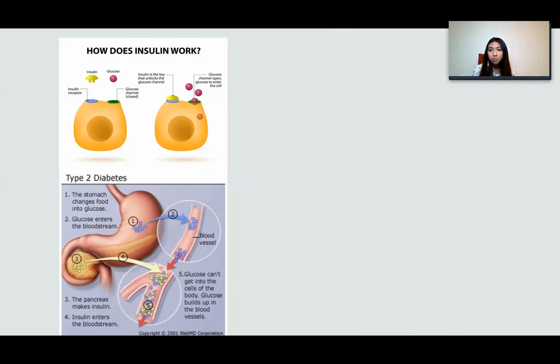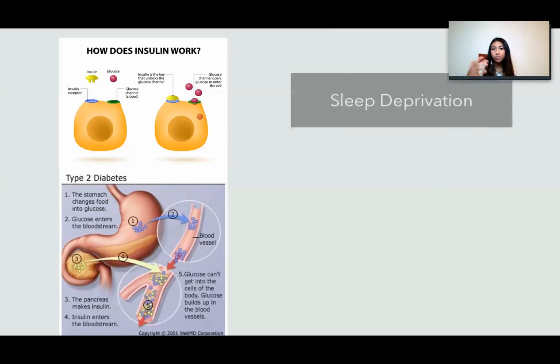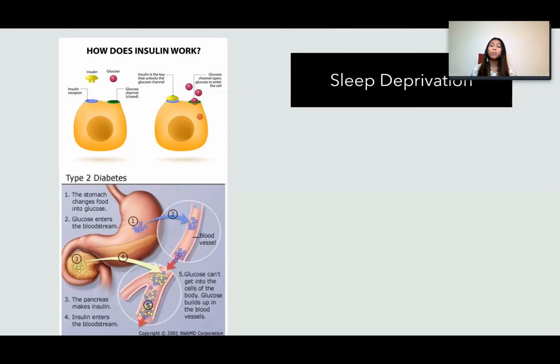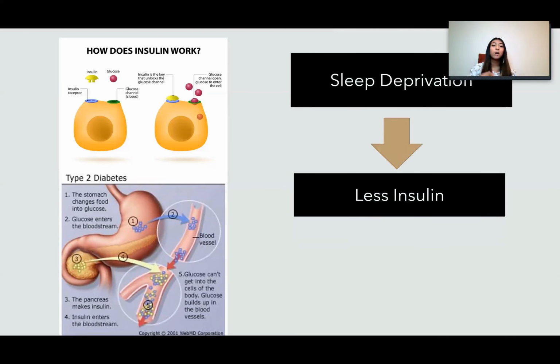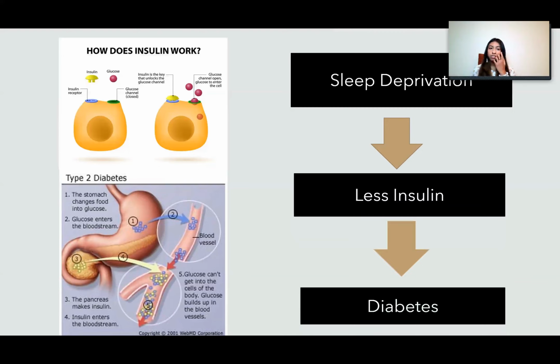So how does sleep deprivation play a role in this? When there's sleep deprivation, less insulin is produced. So if less insulin is produced by the pancreas, there's a lot more accumulation of glucose in our bloodstream, which then will lead to diabetes.